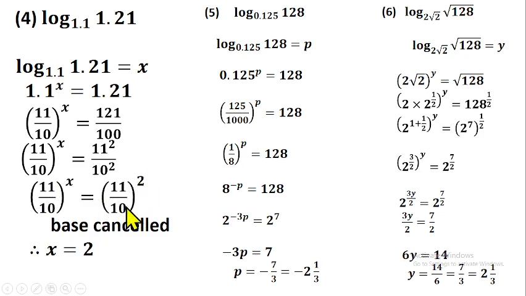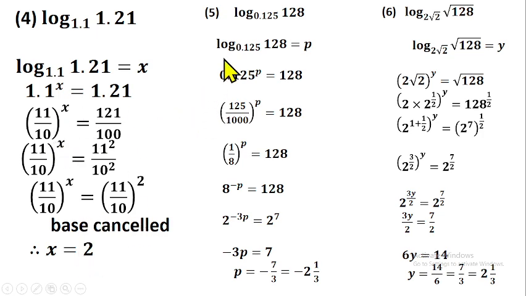So the bases are equal at both sides, so you can cancel out the base. Then x will be equal to what? 2. So that means I can raise 1.1 2 times to get 1.21. That is, 1.1 times 1.1 will give us 1.21. That's what it means. Does that make any sense to you at all?